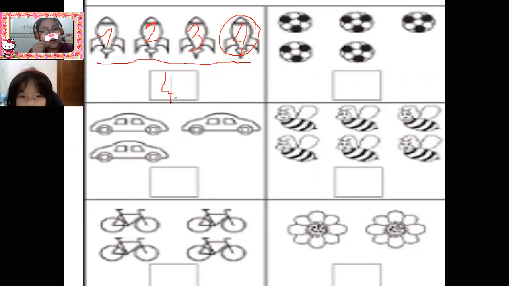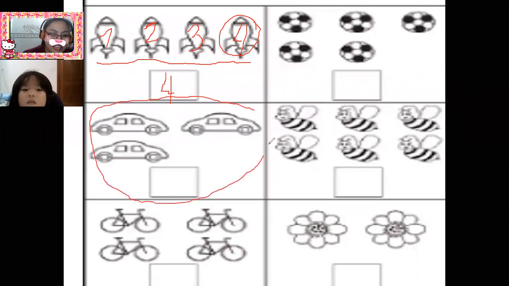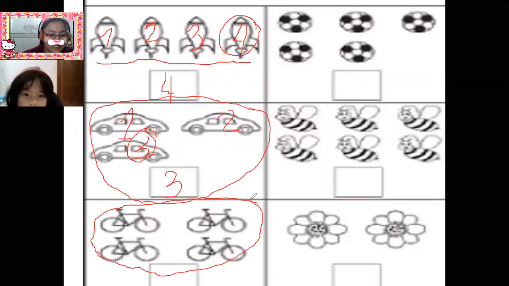Okay, now let's count the cars. Okay, this one, Tina, cars. All right, count with me. 1, 2, 3. Okay, there's 3 cars. Very good, Tina. Now let's count the bicycles. 1, 2, 3, 4. Okay, so there are 4 bicycles. Very good, Tina. Now let's count the balls. 1, 2, 3, 4, 5. Good job, Tina.